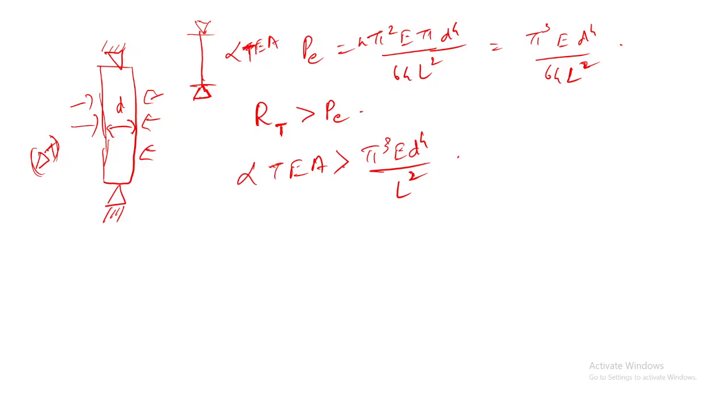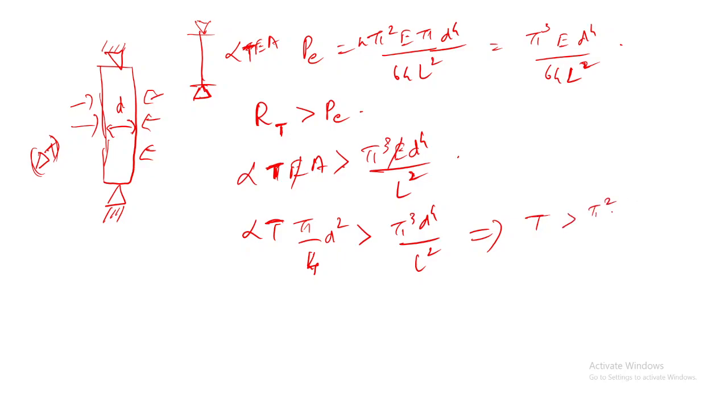We need to find the temperature rise delta T. Keeping T on this side, I will take the other things, and substitute for A also. E gets cancelled, alpha remains, and pi by 4 d square is greater than pi cube d power 4 divided by 64 L square. On simplification, T should be greater than pi square d square divided by 16 alpha L square. This is the condition for buckling to happen.